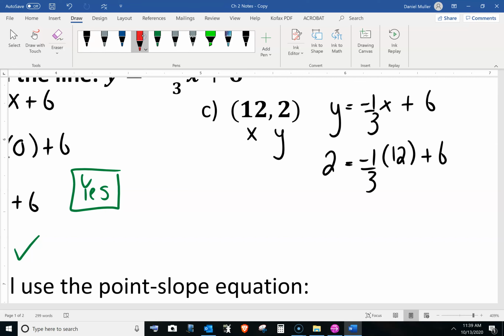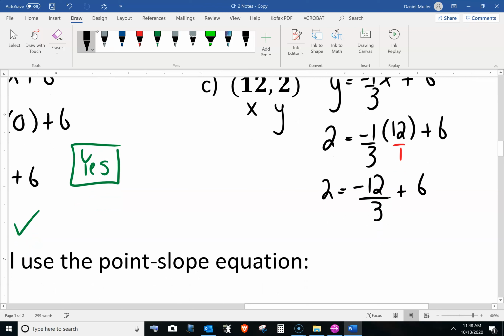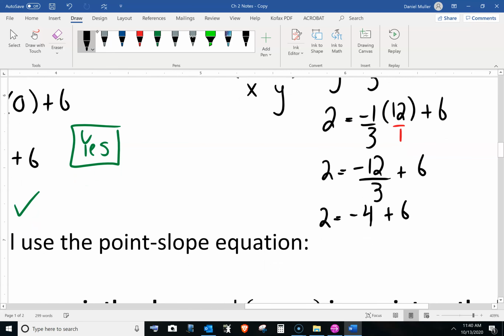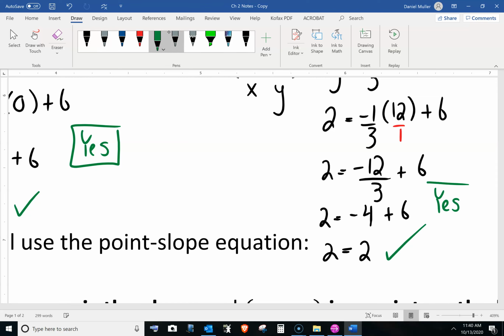Now again, keep this in mind. This is over 1, so you can multiply the tops together. So this is just a 2. But multiply the tops. Negative 1 times 12 is going to be a negative 12. 3 times 1 is going to be a 3, plus 6. Now negative 12 over 3 is going to be a negative 4. 12 divided into 3 groups, each group has 4. And then negative 4 plus 6 is 2. So 2 equals 2. So yes, this point is on the line.